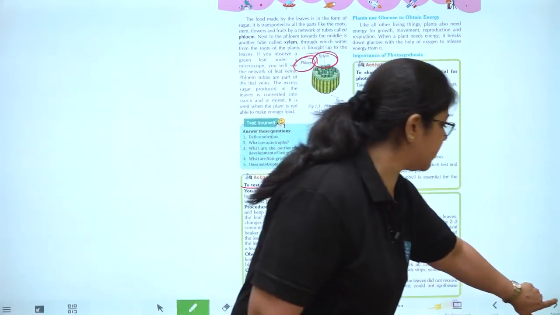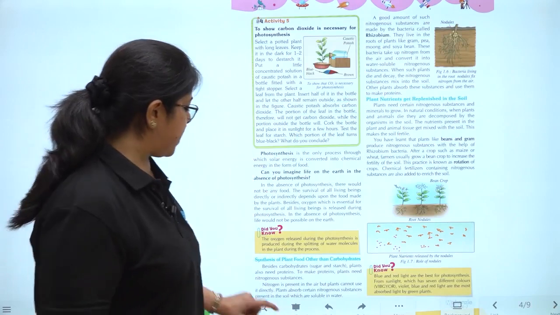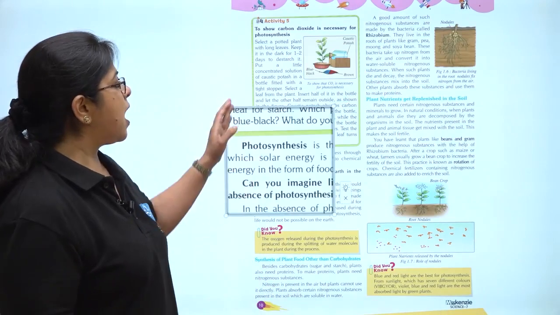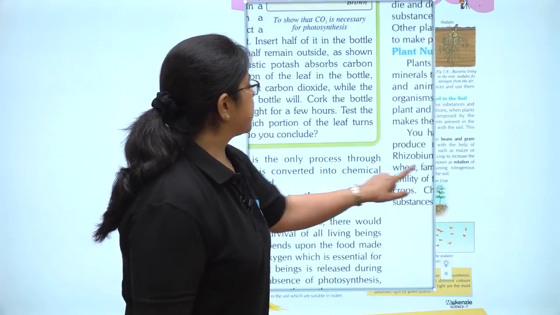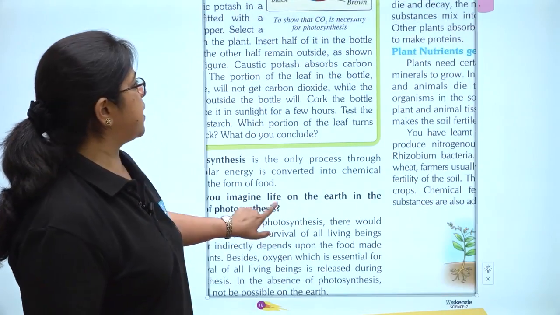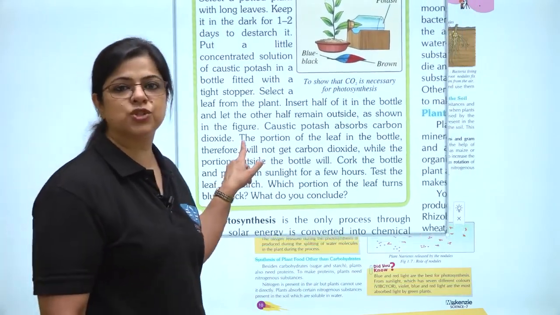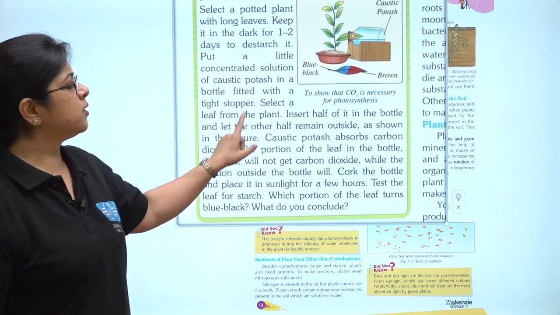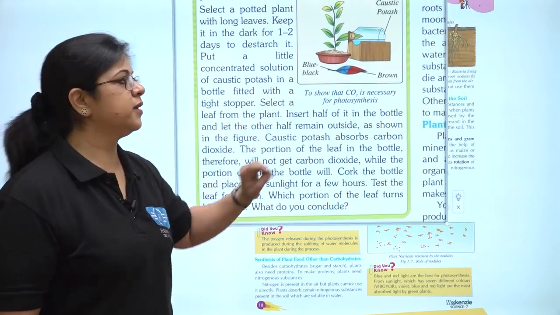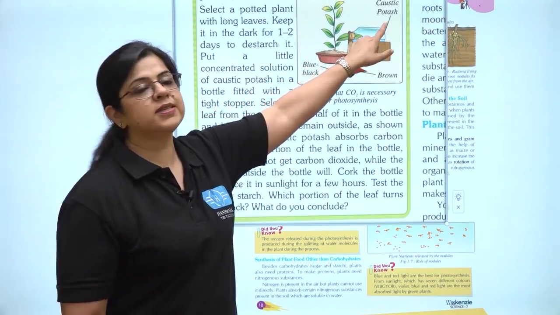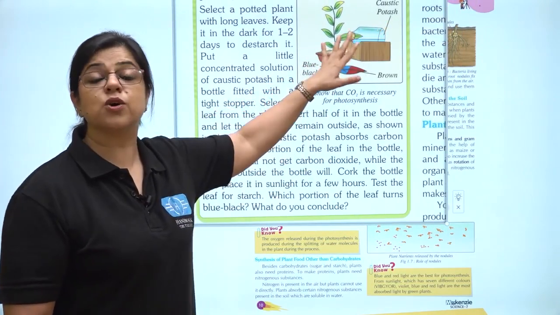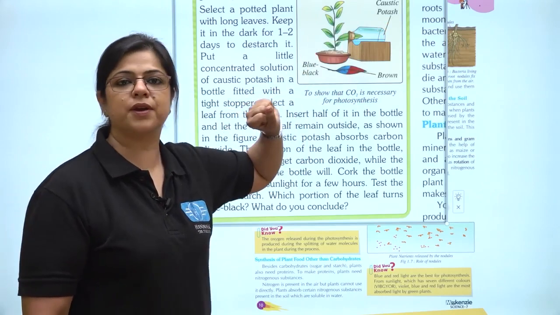Let us do another experiment. Here in this experiment, we are going to understand how carbon dioxide is necessary for photosynthesis. Like we did for the previous experiment, we are going to de-starch the plant and we are going to take the leaf of the de-starched plant and put it in a bottle like this. This bottle has got caustic potash in it. This caustic potash absorbs all the carbon dioxide.